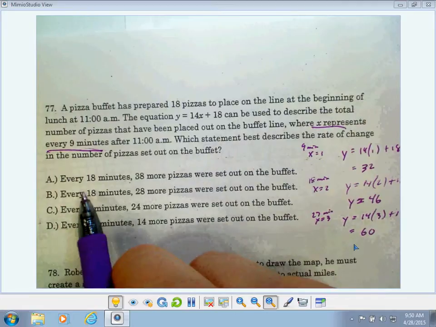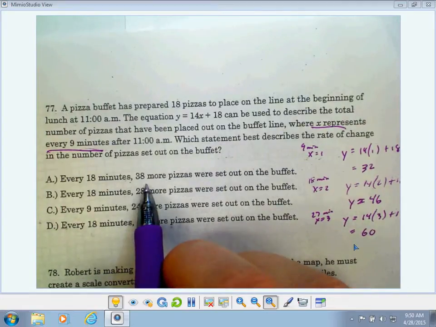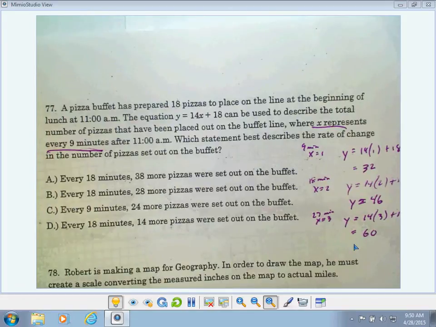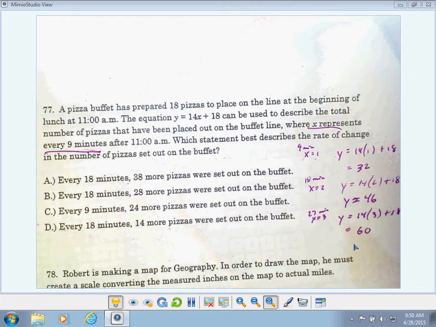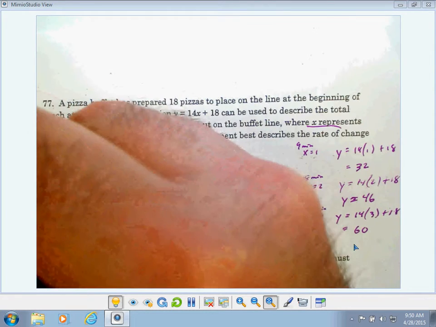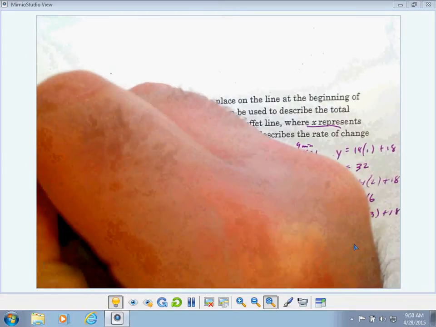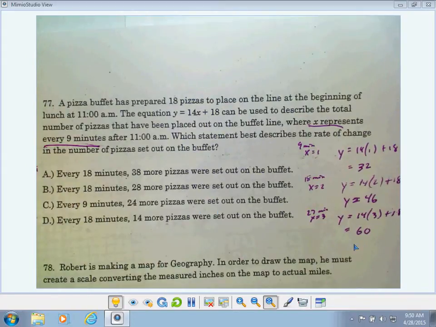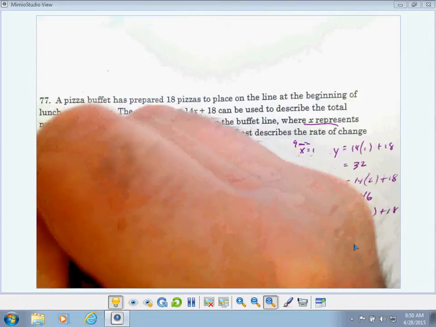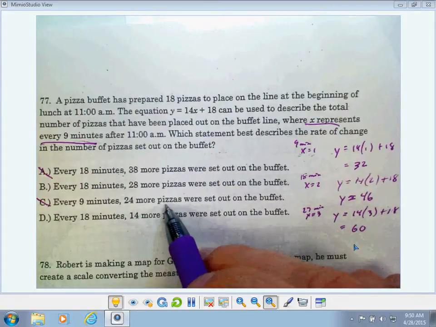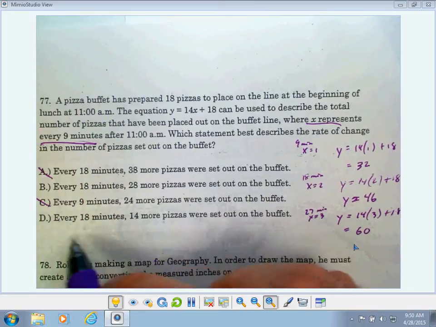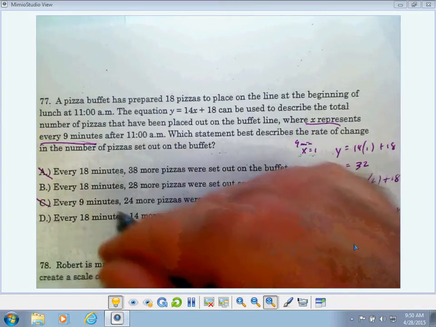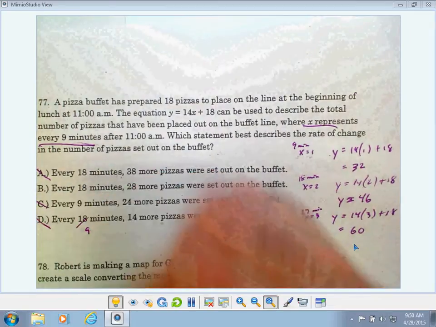So it says every 18 minutes 38 more pizzas were set out on the buffet. No, because that would mean that every 9 minutes it would be 19 pizzas. So this one says every 9 is 19. Well, we know that every 9 is actually 14, right? We're adding 14 every 9. So that makes this one no good either, right? Because it says every 9 there's 24 more. That's not true. We're looking for every 9 is 14. Well, how about every 18 is 14? No, because every 9 is 14. No good. So we're left with this one.